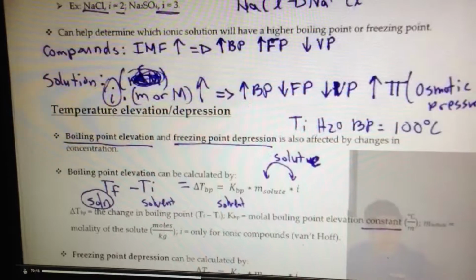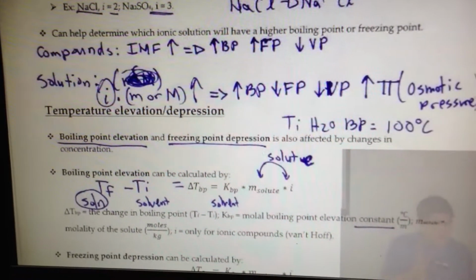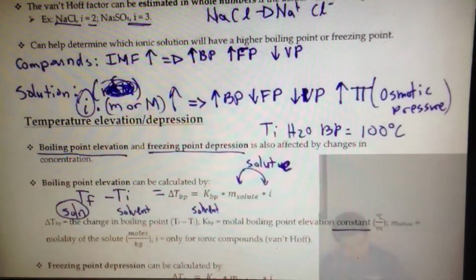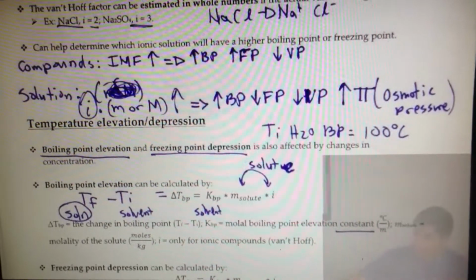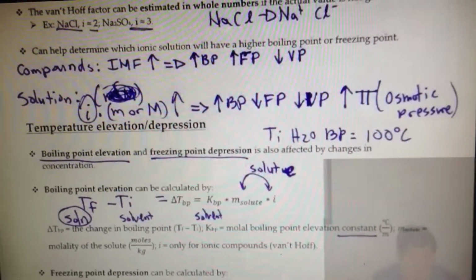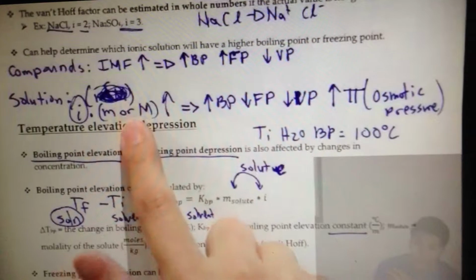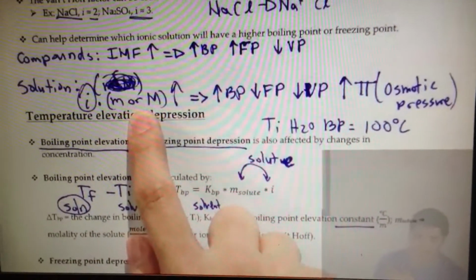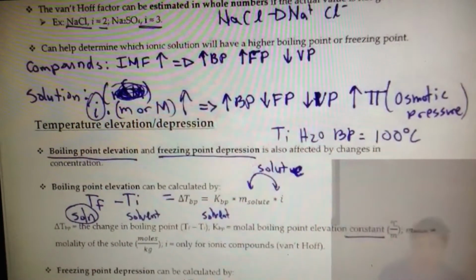Freezing point. Okay, so please make that problem. I know that's a little confusing, but we got to do it. Okay, and again, how do you know you have a solution? They give you a molality or molarity. You can't just pull it out of thin air and say, oh, that's a solution.